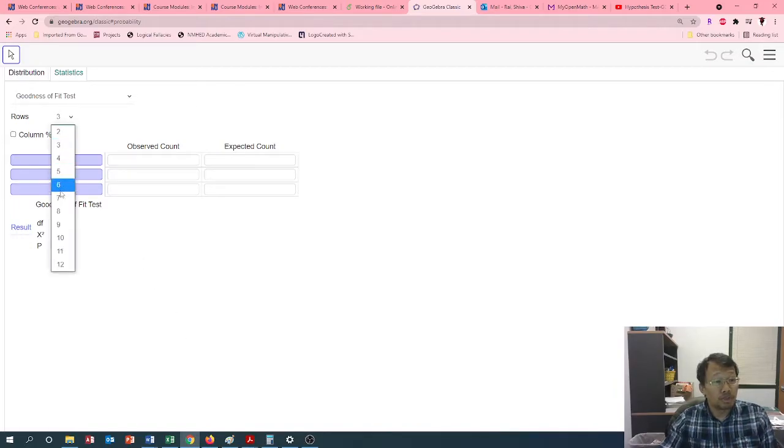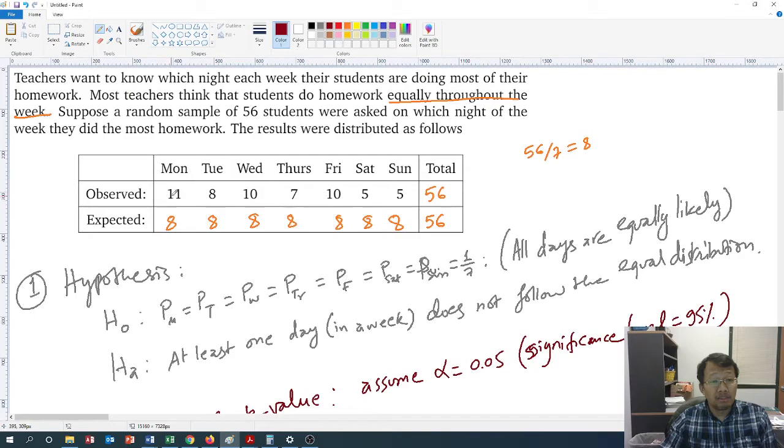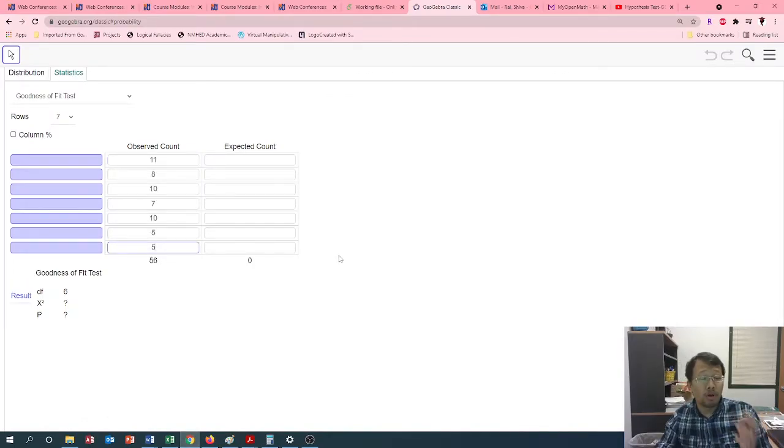So just go to the drop down menu, choose 7 categories, and enter the observed counts. For observed count, let us see what they are: 11, 8, 10, 7, 11, 8, 10, 7. So first of all, let me enter that. The observed counts are already written down, and the expected count is 8 for all of them, right? Then you can clearly see that the degrees of freedom is 6, since total categories are 7. The test statistic, the chi-square, is 4.5, and the p-value is 0.6093.